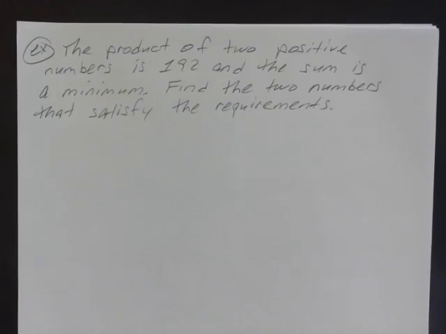Okay, so by this one saying the sum is a minimum, they really just mean that out of all the numbers that you could multiply together to give you 192, if you add these two together, they'll give you the smallest sum.